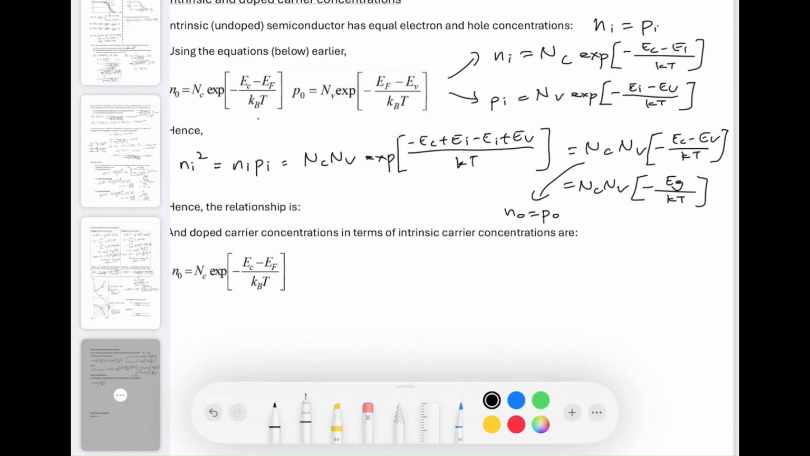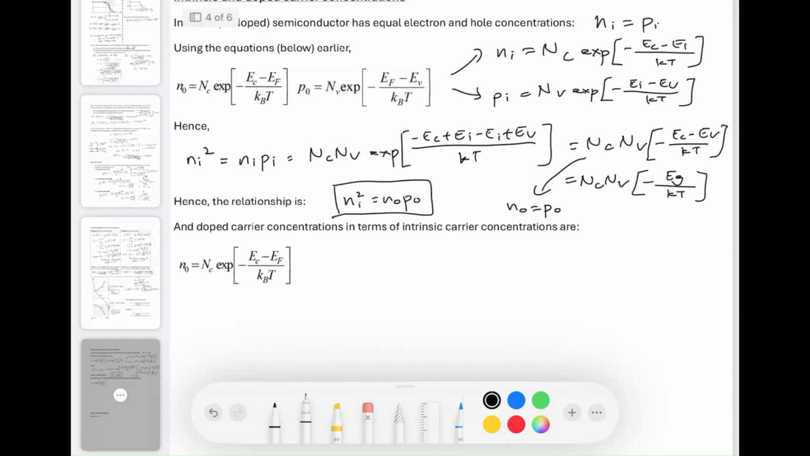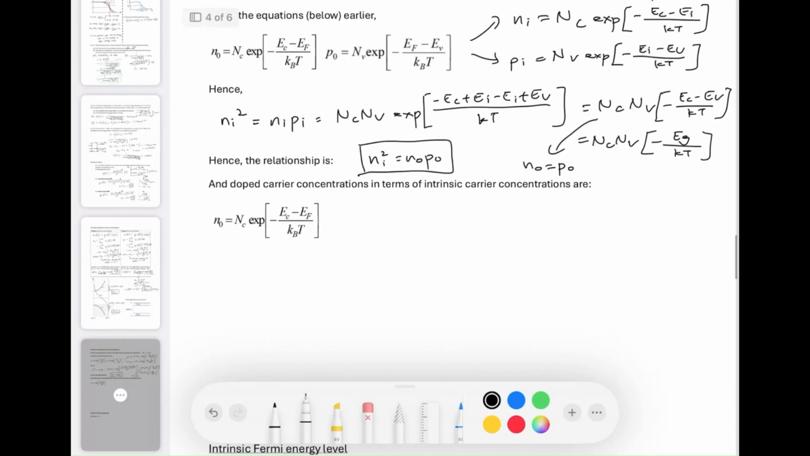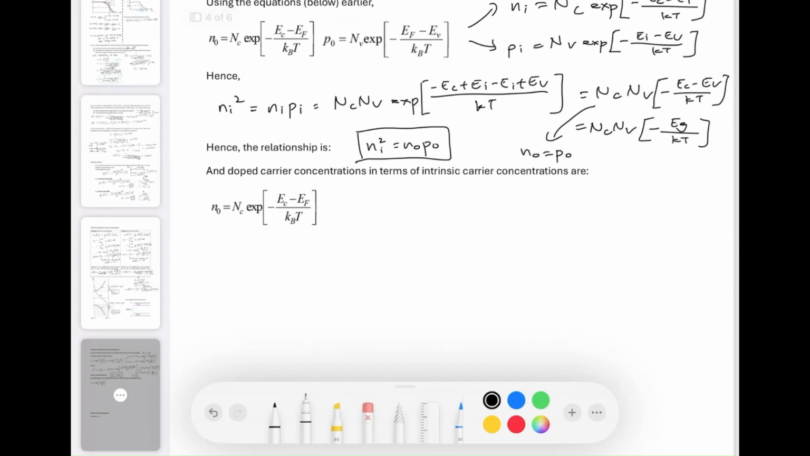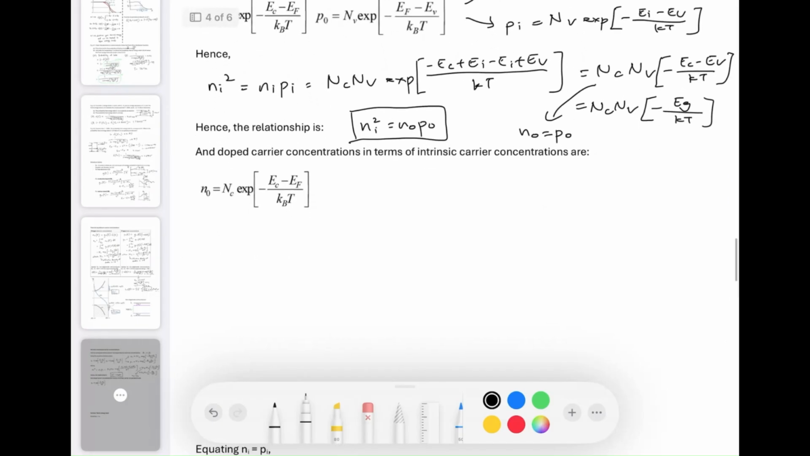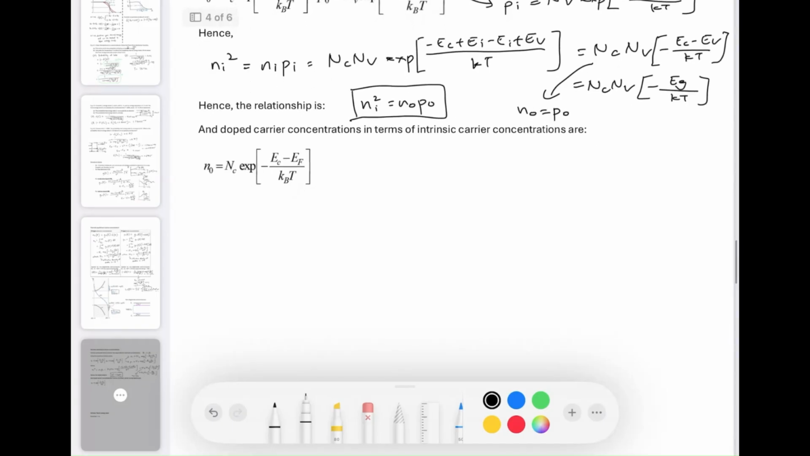And if you notice even further, this thing is actually just equal to N0 times P0. When you have N0 times P0, you'll get the same result. Hence, the relationship is Ni squared equals N0 P0. And this is extremely important. It's an extremely important equation that we will use a lot later. So this is valid for both intrinsic or extrinsic semiconductor. So Ni squared is equal to N0 P0, always, when the semiconductor is in thermal equilibrium.